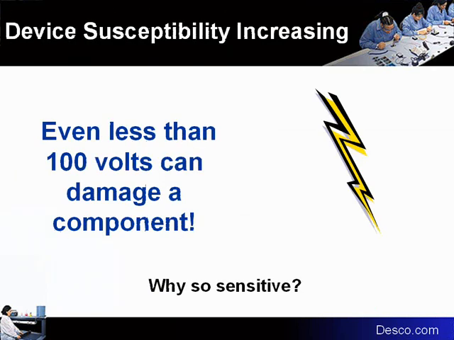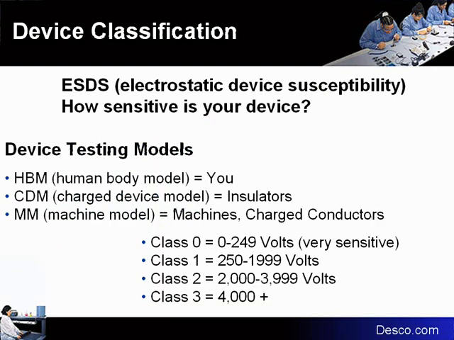In today's electronics, even less than 100 volts can damage a component. We have some that are now as low as 10 static volts sensitivity. One of the reasons people ask is, why so sensitive? As devices have gotten smaller and smaller, the gates and spacing dimensions have been reduced. Also, the voltage to operate the components has been reduced to make smaller power supplies to drive the devices.